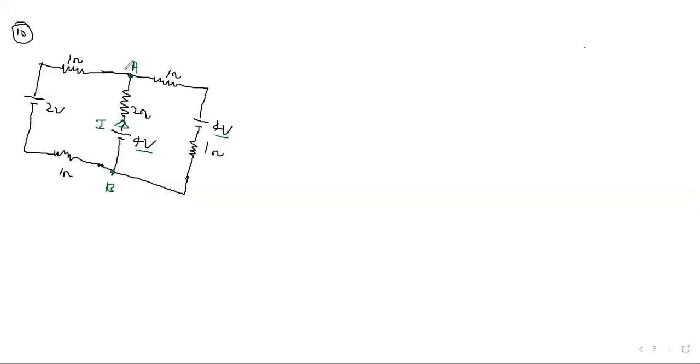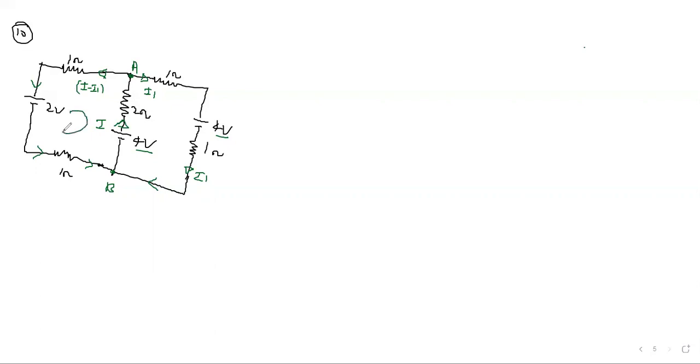When current comes here, suppose some current goes here. Suppose I1 goes in this branch, then the remaining current, I minus I1, will go in that branch. This current I1 flows through this branch, comes here, and again they meet here, right? Now we have to write Kirchhoff's law here.